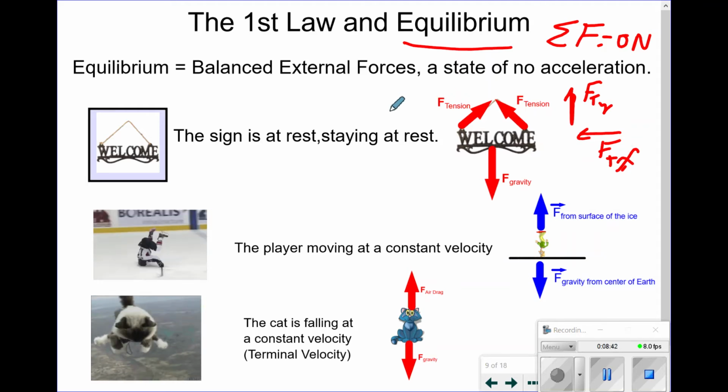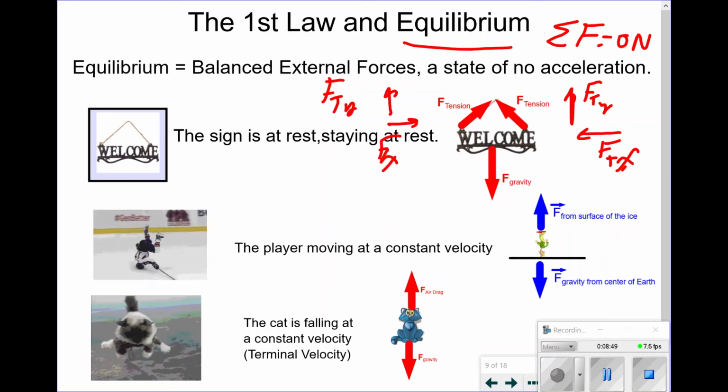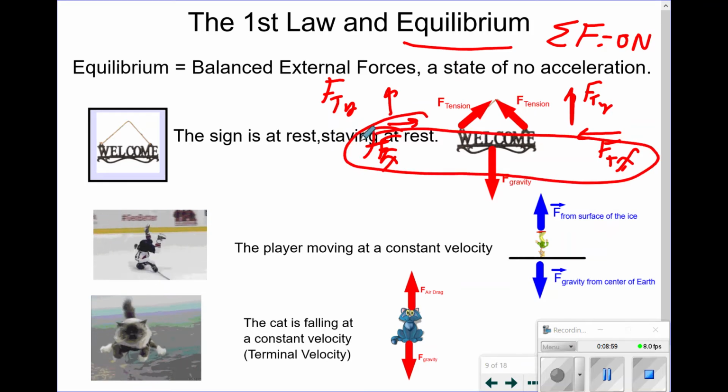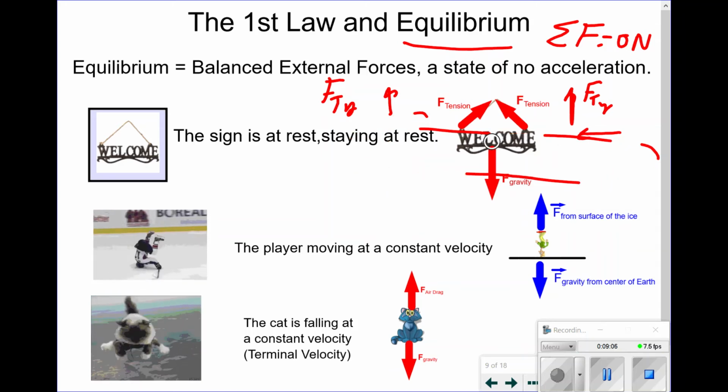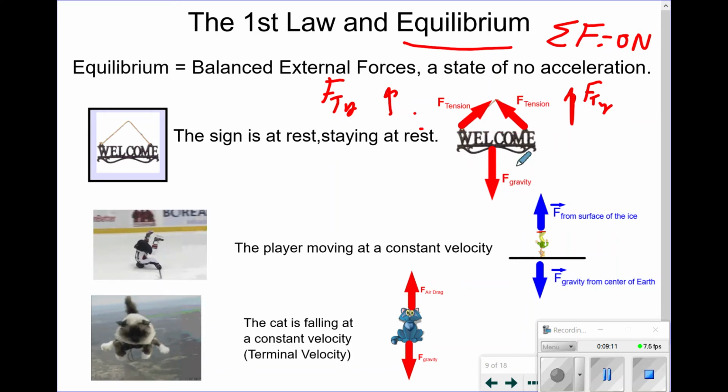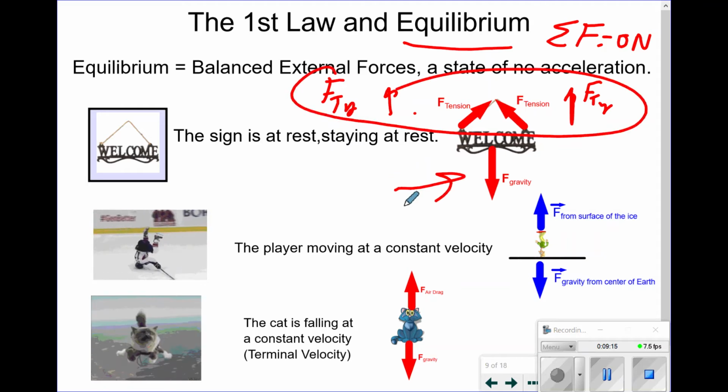For this guy, I have a tension Y going to the top and a force tension X going to the right. These two forces have got to cancel out if this sign is going to remain at rest. Likewise, the two tensions upward combined must equal the force of gravity going down. So these guys must equal out with this guy.